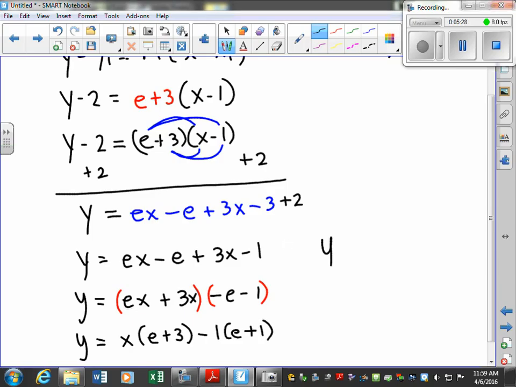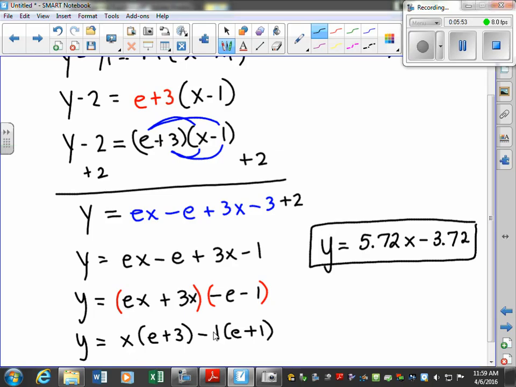So y is equal to, if you plug e to the first power plus 3 into your calculator, you should get approximately 5.72x. And then if you plug e plus 1 into your calculator and multiply it times a negative 1, you should get approximately 3.72. So this is the equation of the tangent line to the graph at the particular point (1, 2).